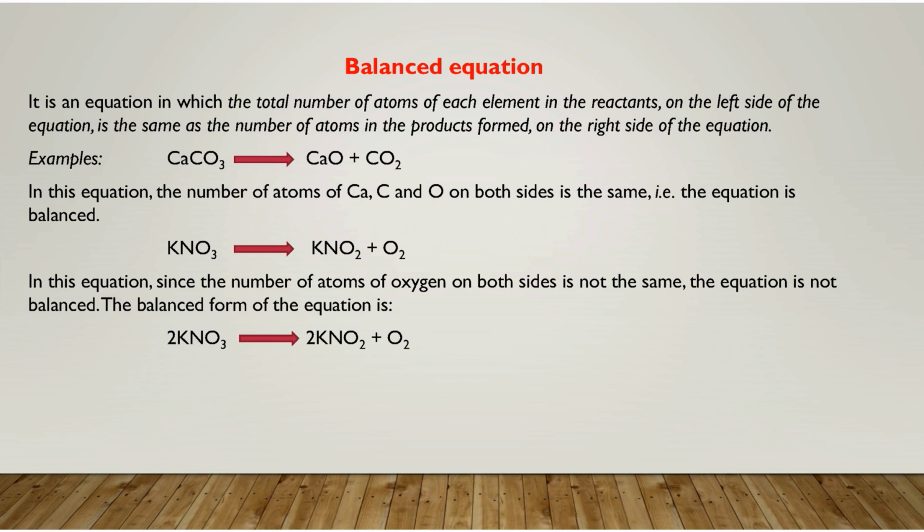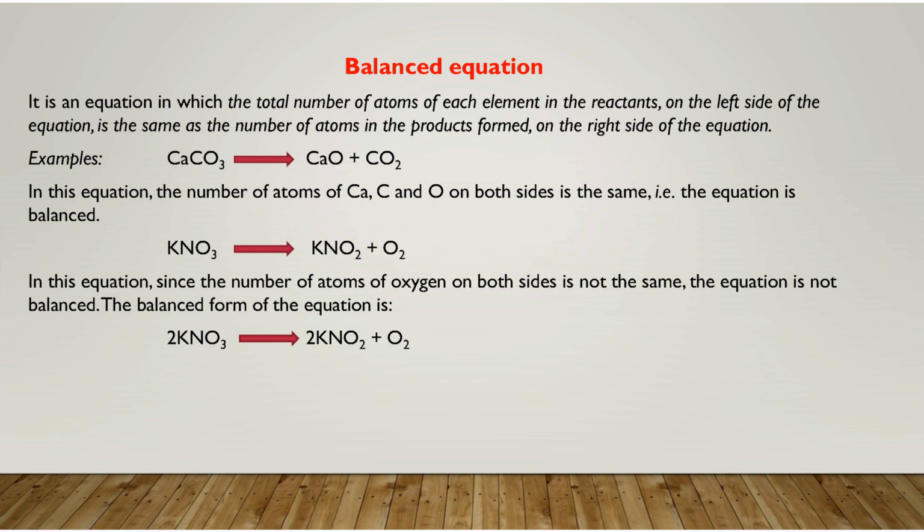So when there is any equation, we count the atoms. The atoms should be the same on both sides. If the atoms are the same on both sides, the equation is balanced. Another example is potassium nitrate, KNO3. It will form KNO2 plus O2.